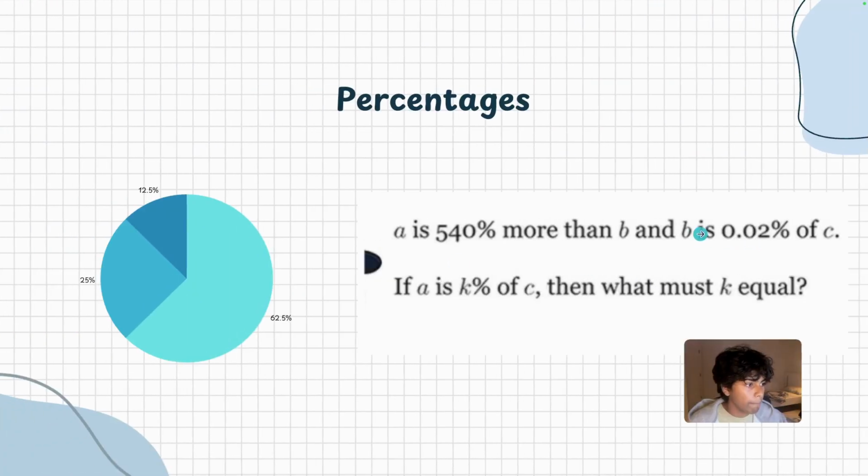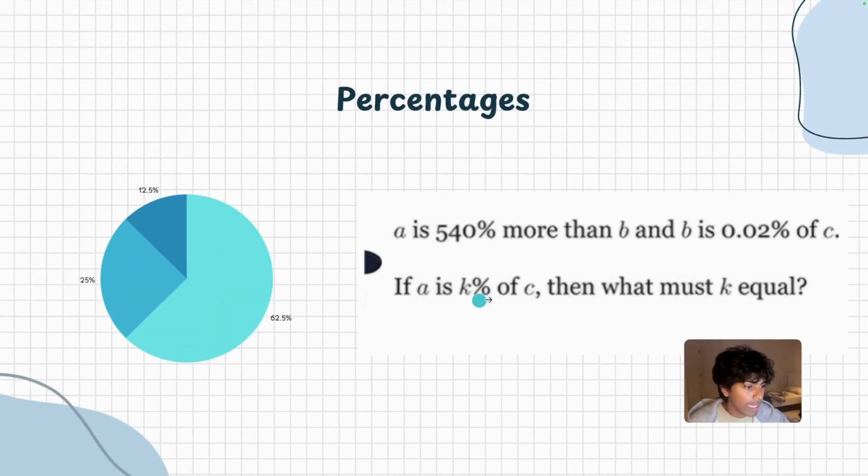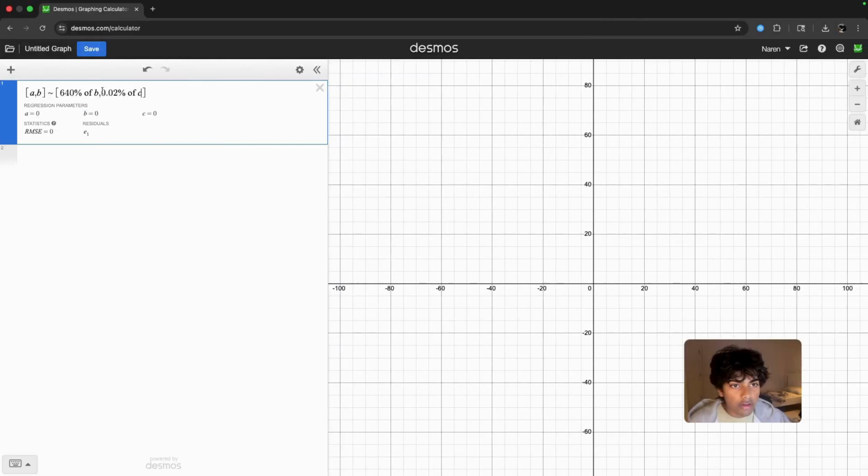Now, we're going to come back. B is 0.02% of C, not more than, of C. So, comma 1, comma 2 to make our second terms. B is 0.02% of C. And then our last term, A, is K% of C. So, A is K% of C. And K is 0.128%. You don't need to multiply by 100 because it's already in percentages.